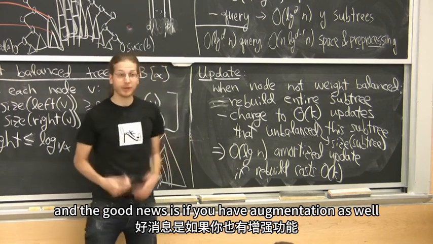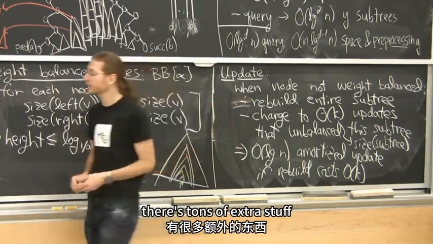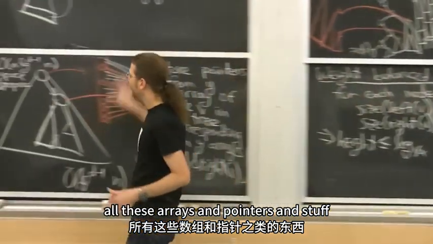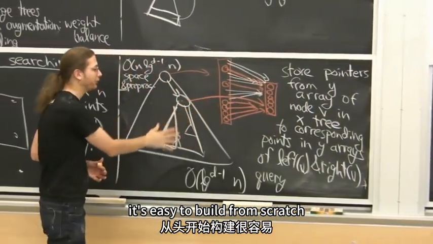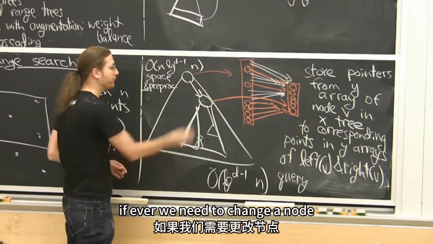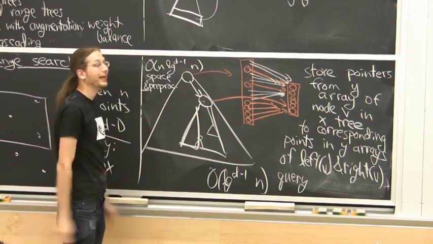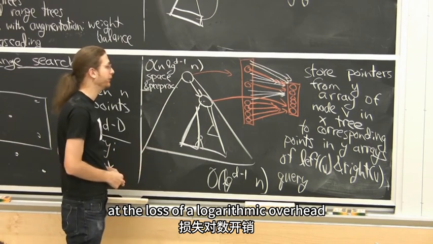And the good news is, if you have augmentation as well, because with this subtree there's tons of extra stuff, all these arrays and pointers and stuff. It's easy to build from scratch, but it's hard to maintain dynamically. Point is, now we don't have to. If ever we need to change a node, we just rebuild the entire subtree, and we can afford it at the loss of a logarithmic overhead.